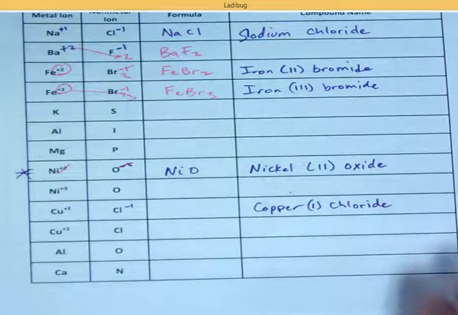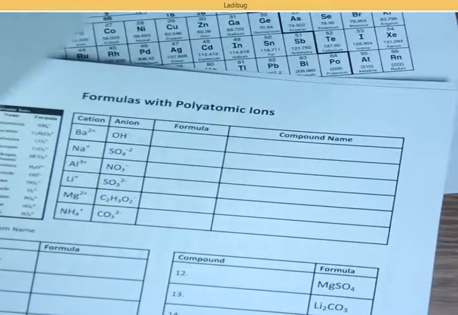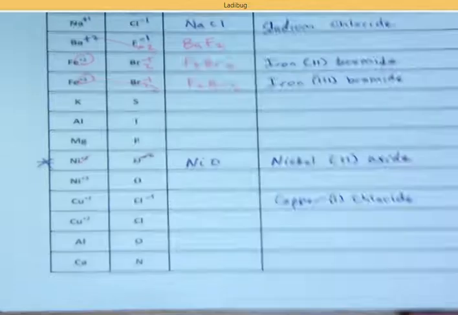All right, complete this page, and let's see what's next. Yeah, complete this page, and there will be a video on the next couple pages coming very soon.